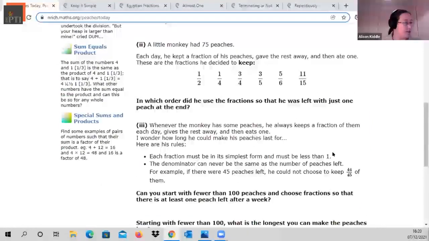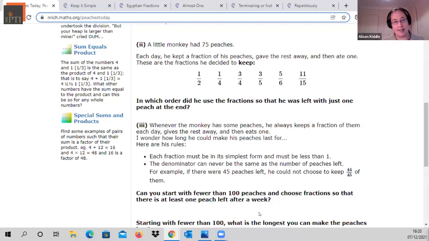And then the third part of this is the thing that you often get on Enrich, where you have a sort of "I wonder what happens if" kind of problem. So I wonder how long it would be possible for the peaches to last if the monkey followed these rules. Can you start with fewer than 100 peaches and then choose fractions so there's at least one peach left after a week? So if you didn't get a chance to look at this problem before the session, that might be something you want to go and have a go at afterwards, because it's really quite a nice challenge trying to decide what fractions to use at what stage.